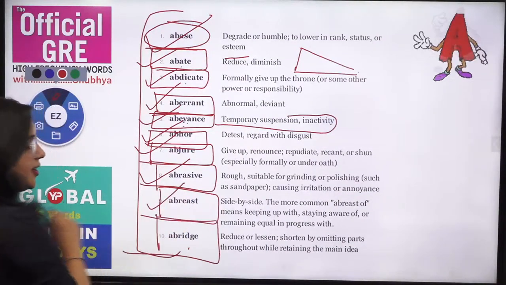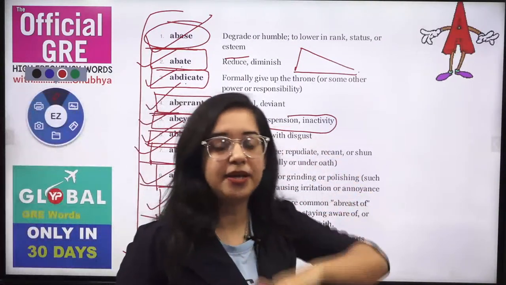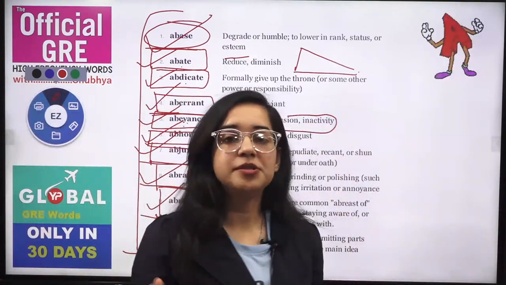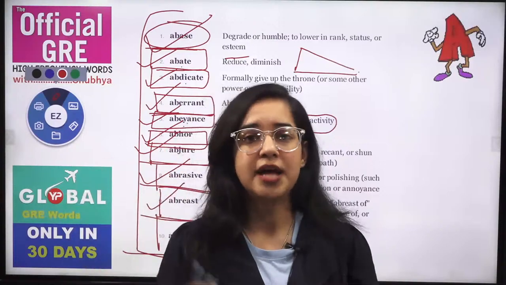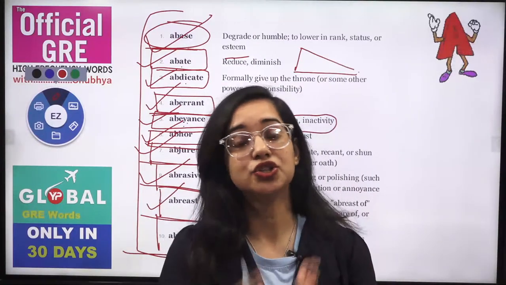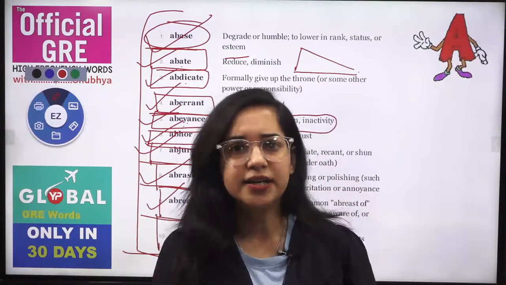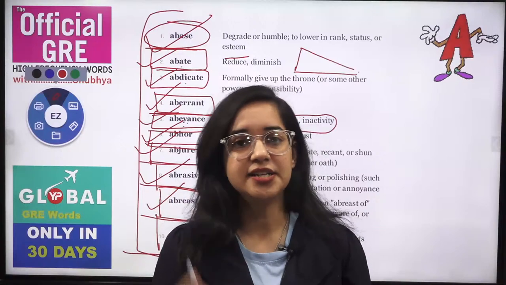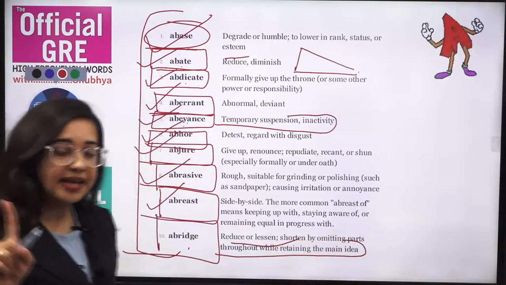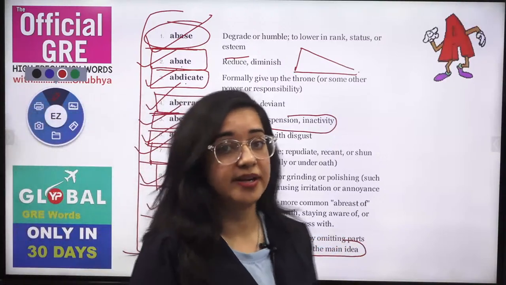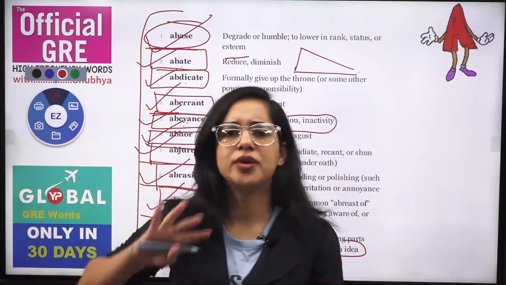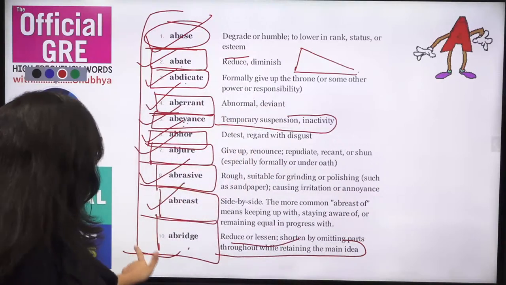Last word was abridge. Abridge carries the word bridge. That means you're connecting two places and you're shortening the distance between them. It's like when I'm speaking something and you just ask me, ma'am, what are the main points? Main questions bata do. Abridging. Koi baat bata raha hai, usko chota karke sunana. Lessen karna, shorten karna, reduce karna, cut karna, curtail karna, decrease karna, or you can say the quantity is shortened by omitting things while retaining the main idea. Main idea kharab nahi hota hai isme. Precis writing you might have done in your junior classes, so usme main idea was prevalent. Baki jo cheeze hoti hain which you can avoid, that is termed as abridge.